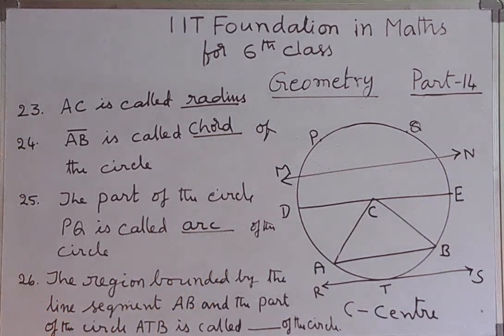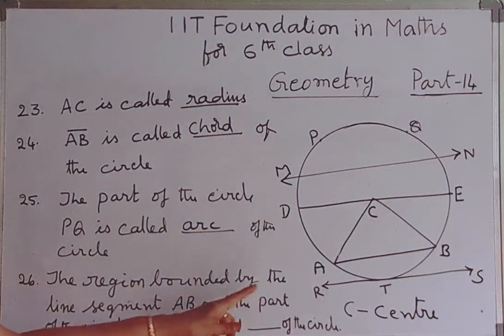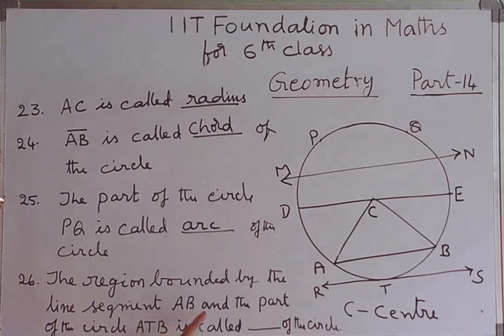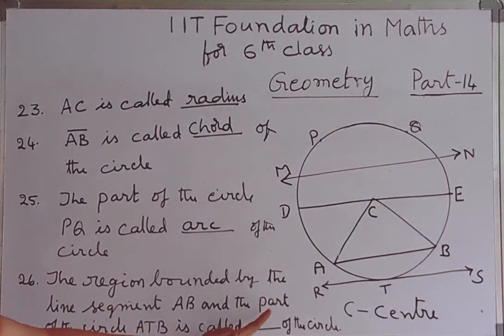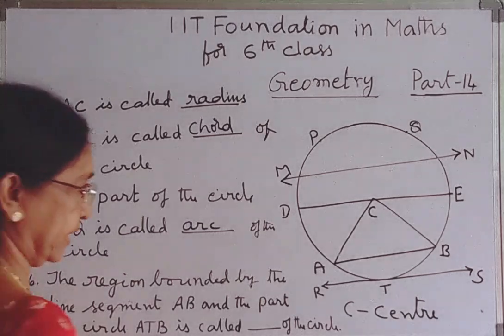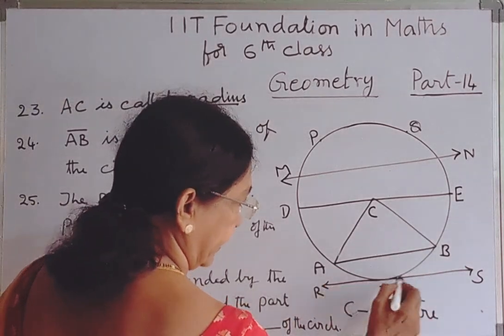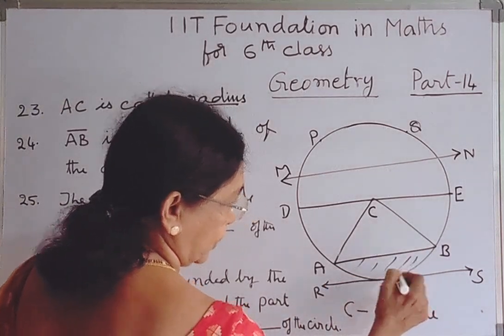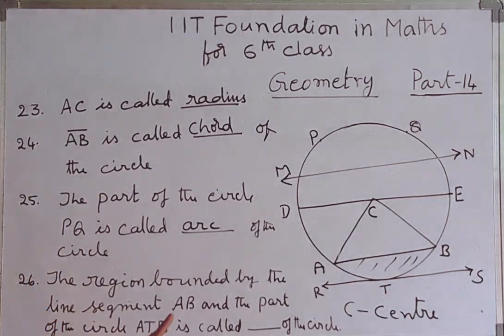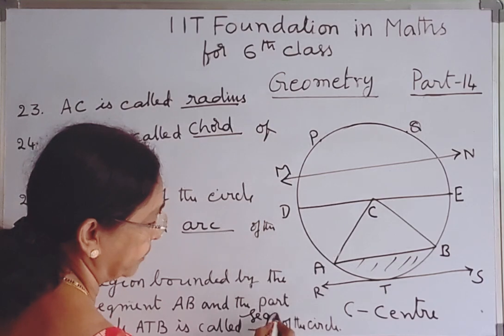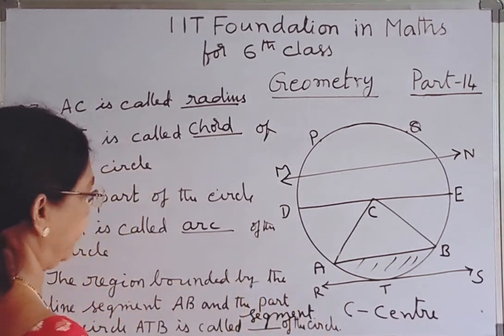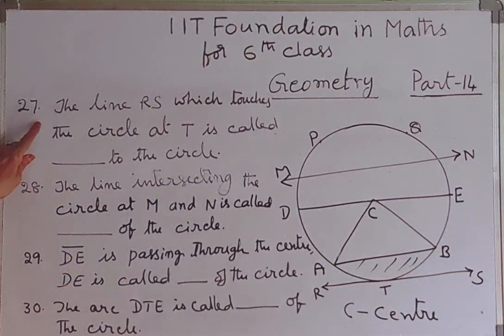Next, the region bounded by the line segment AB and the part of the circle ATB is called dash. The region bounded by the line segment AB and the part of the circle ATB, that is AB and ATB, this region is called the segment of the circle. So, this region is called the segment of the circle.